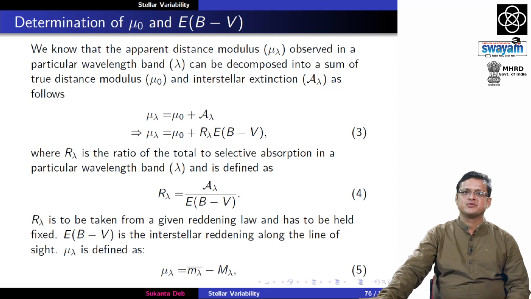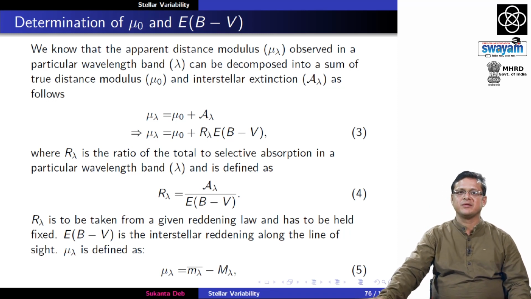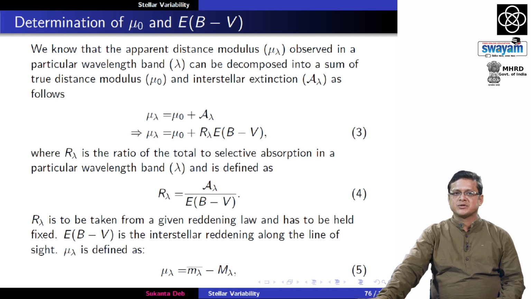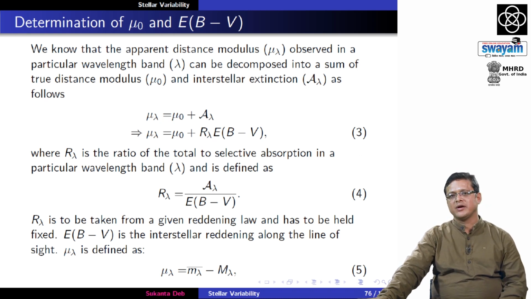Now, suppose we have Cepheid data in more than one band, let us say we have V and I band data. Then also we can find the distance modulus, corrected for extinction. This apparent distance modulus can be decomposed into a sum of true distance modulus and interstellar extinction, which accounts for the loss of light from the star, and this A lambda is given as R lambda into E(B minus V), where R lambda is the ratio of the total to selective absorption in a particular wavelength band lambda, and is defined as R lambda is equal to A lambda divided by E(B minus V).